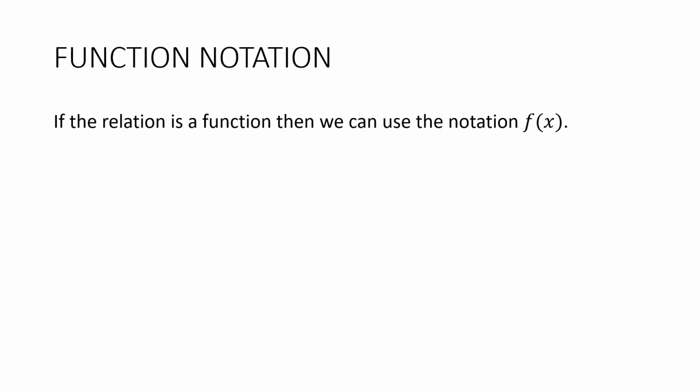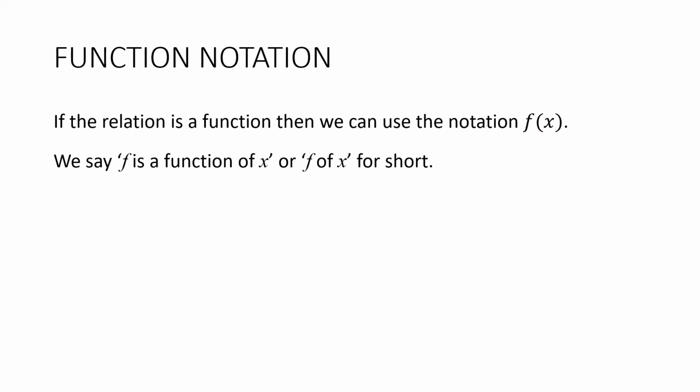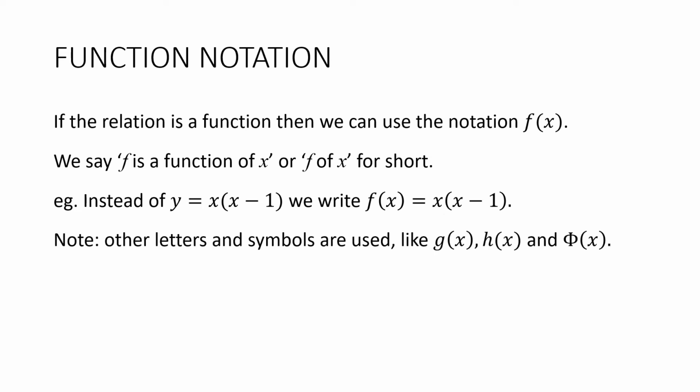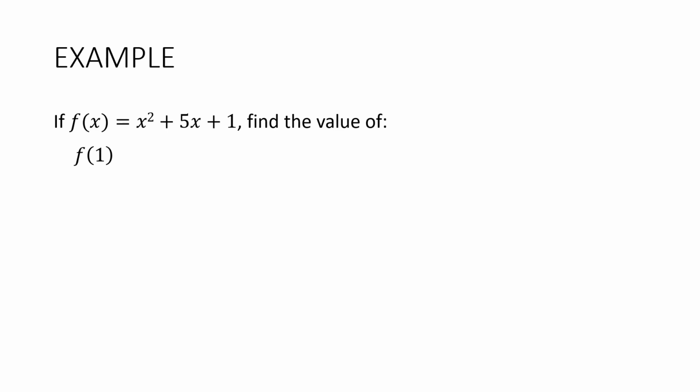Let's move on to function notation. If the relation is a function, then we can use this notation. And we say f is a function of x, or f of x for short. Now instead of writing, for example, y equals x(x minus 1), we're going to write f of x equals x(x minus 1). Now, we don't only use f of x, but it is the most common. We could use g of x, or h of x, or even phi of x. Let's look at some examples.